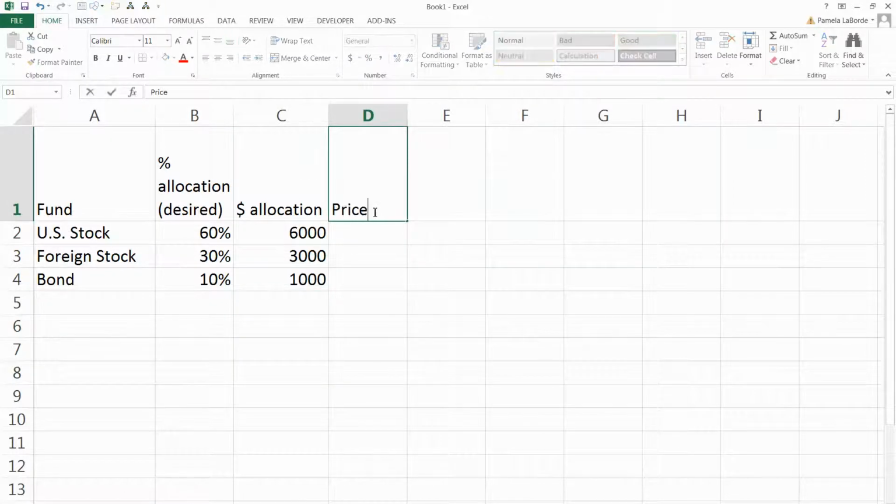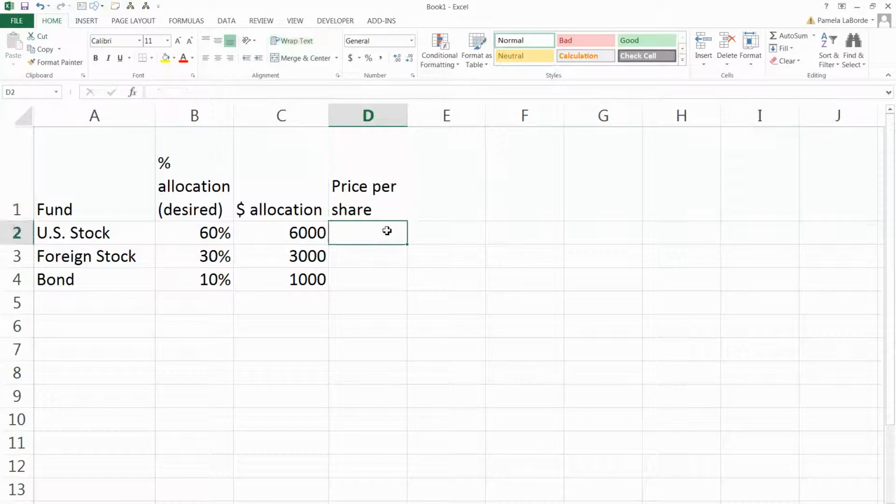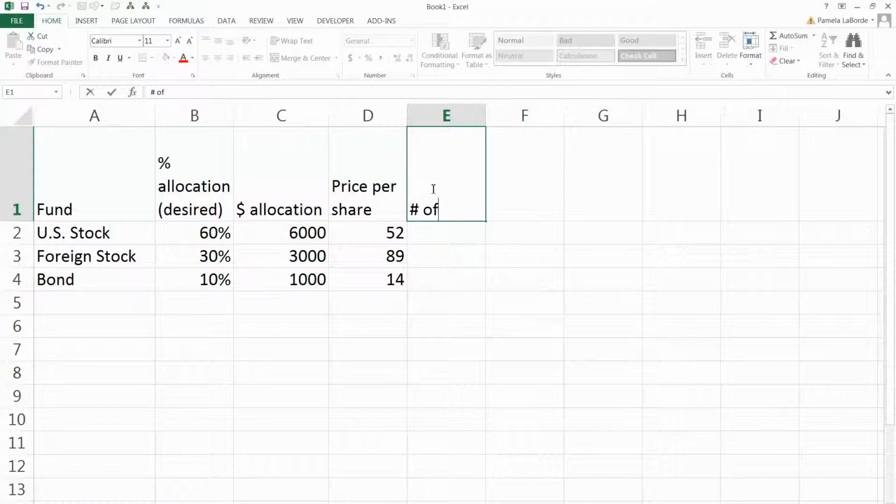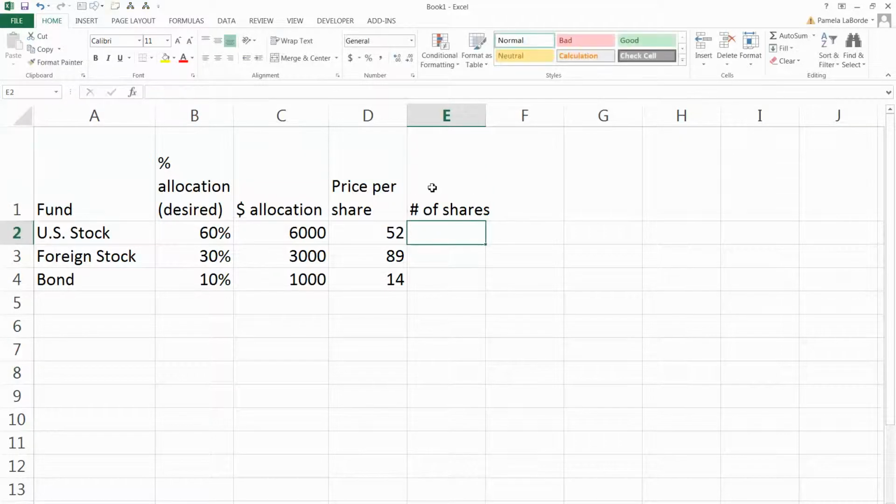Now I need to also know the price per share of each of those funds. This is something that I would have to provide you, or in real life you would just look up on Morningstar or another quote service. Let's say the US stock fund costs $52 a share. Let's say the foreign stock fund costs $89 a share and the bond fund costs $14 a share. So now I need to figure out how many shares that I'm going to purchase.